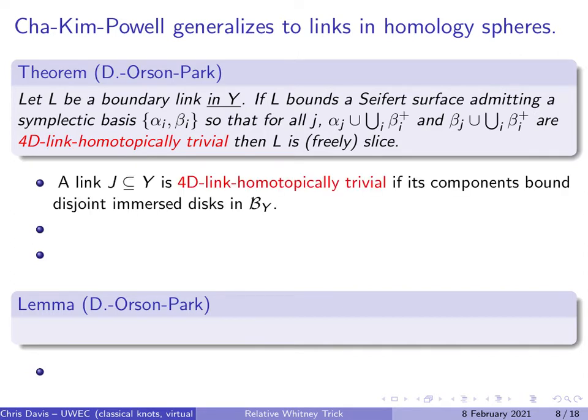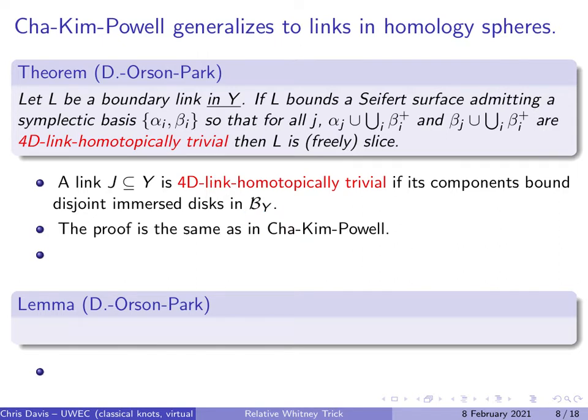So, 4D link homotopically trivial. Again, maybe I shouldn't have the word link there. A link is 4D homotopically trivial if its components bound a bunch of disjoint Morse disks, not in the four-ball, but in the analog of the four-ball for this homology sphere Y.